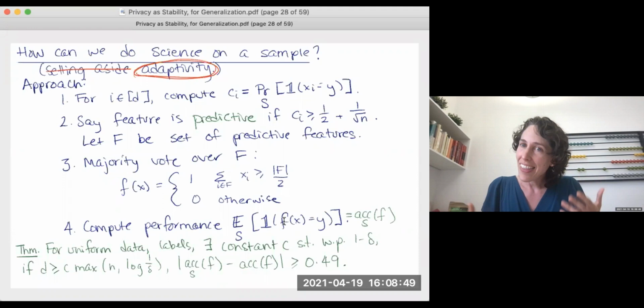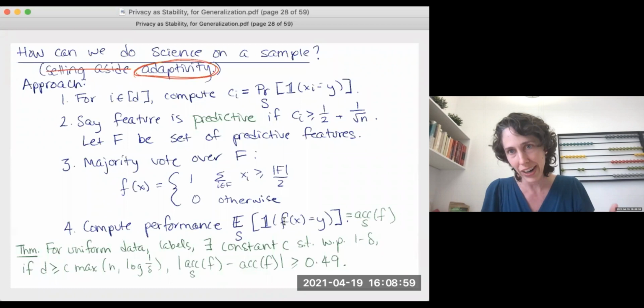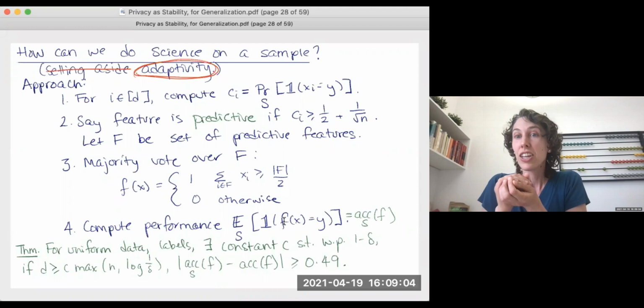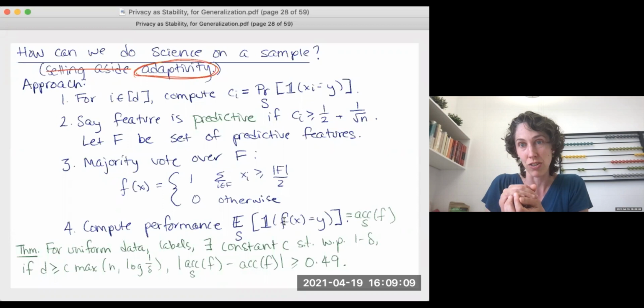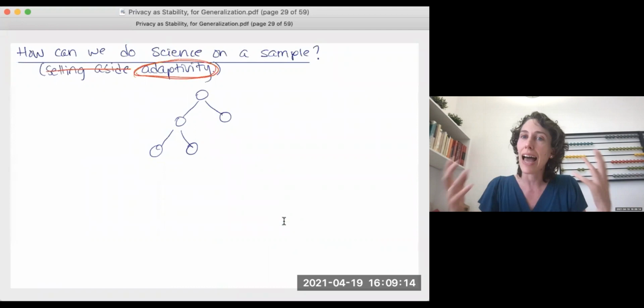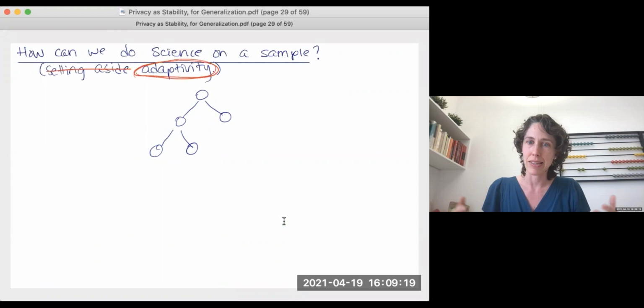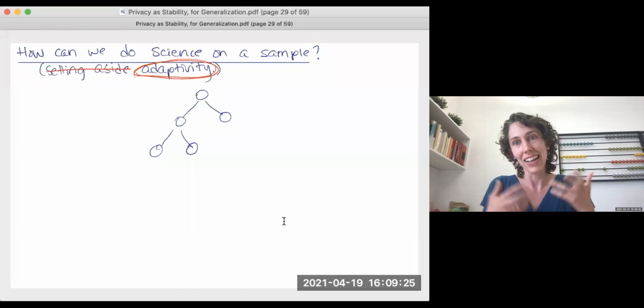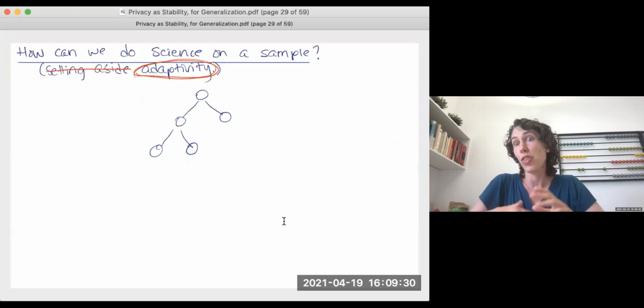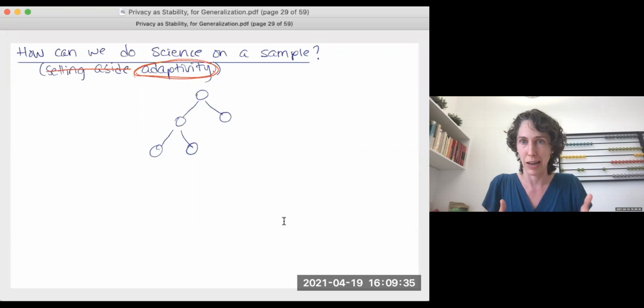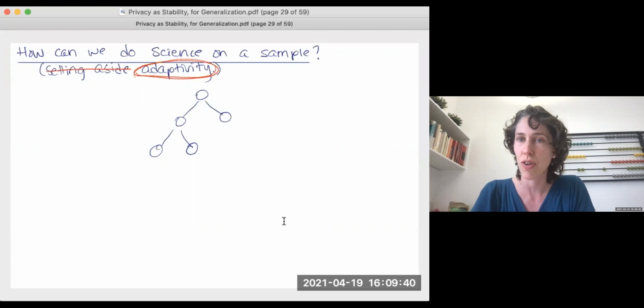And this already gives us some hint as to how adaptivity gets us into trouble in the land of science. Because if you look hard enough for something interesting in your small sample, you're going to find it, but it may not be borne out in the underlying distribution. Adaptivity allows us to search very rapidly through the space of possible interesting findings, and allows us to mislead ourselves. Before adaptivity, we thought we could handle exponentially many queries on a sample and do science on the sample. Now we say, oh no, adaptivity can lead us arbitrarily astray. What are we supposed to do?